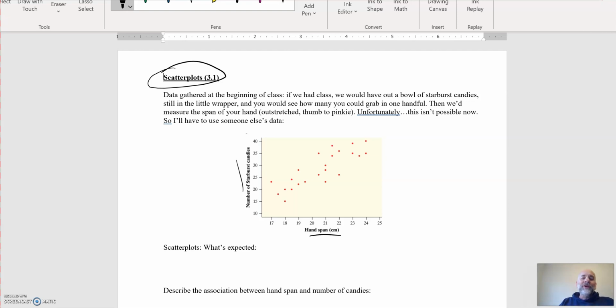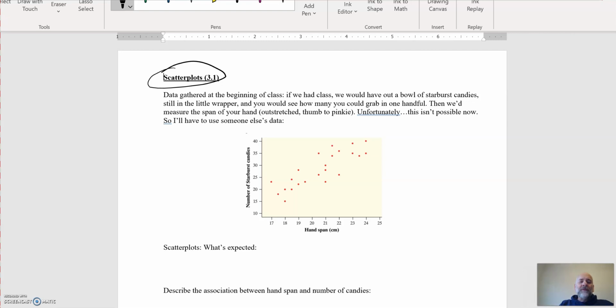We were going to do an activity where you come in and there's a bowl with a bunch of Starburst in it, and you get to reach in and see how many you can grab, and then we count how many you grab, and then we measure your hand. Unfortunately, we can't do that. I apologize. So here's the book's data, but it's a great activity and a good one because it gets the class rolling right away. And here's a graph of it.